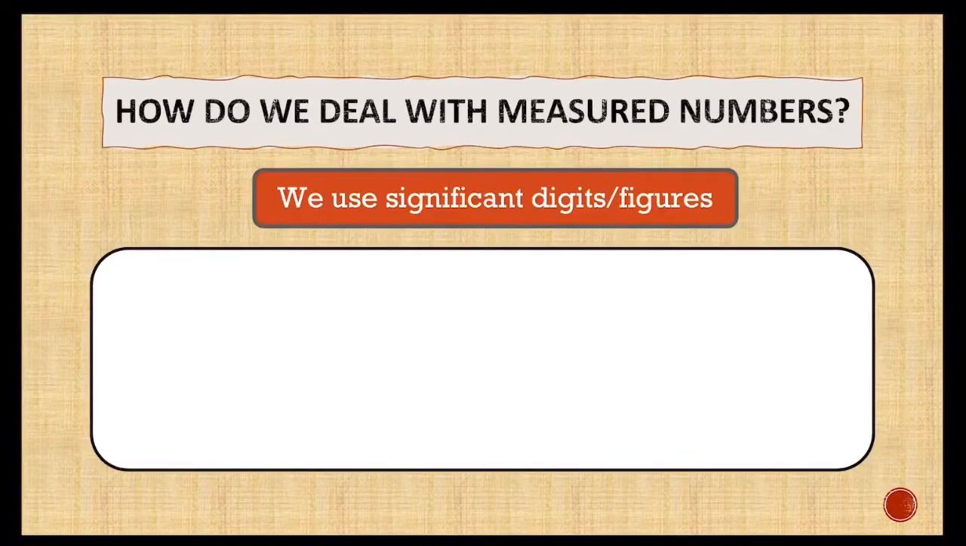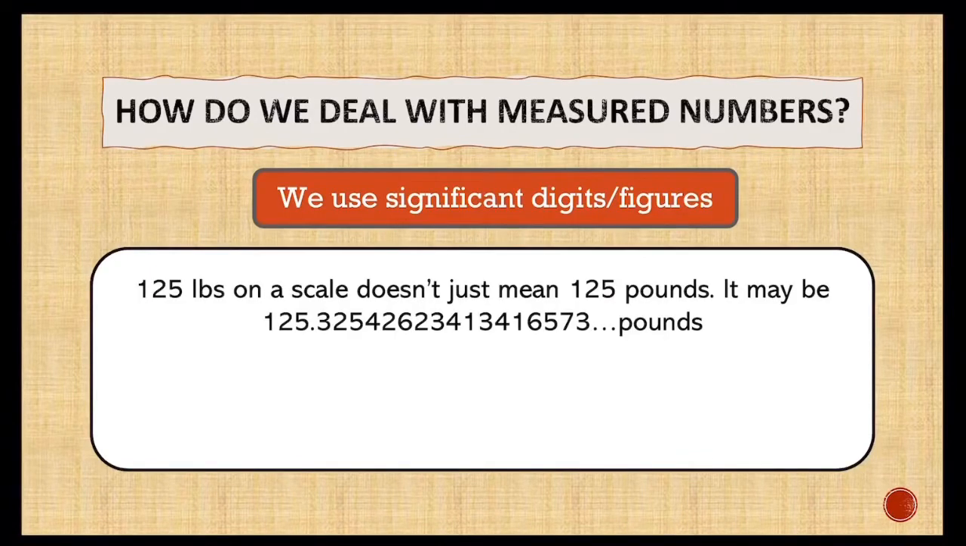We use significant digits and figures. Just understand that if you hear the phrase significant digits or significant figures, they are used interchangeably and they mean the same thing. Now, if you are measuring your weight on a scale and the scale reads 125 pounds, that doesn't just mean that you weigh 125 pounds. It may be that you actually weigh 125.325462, etc. pounds. So this value on your scale means that the precision of your scale goes to the ones place.